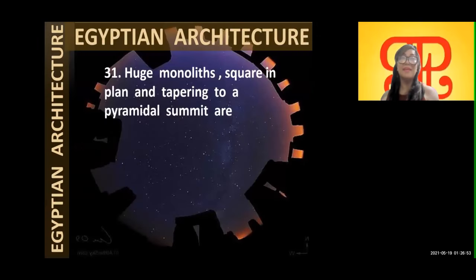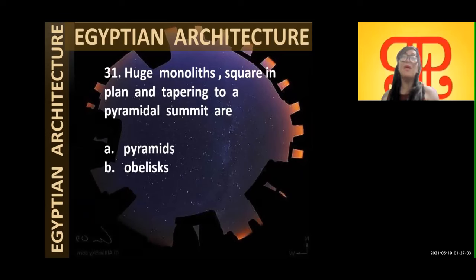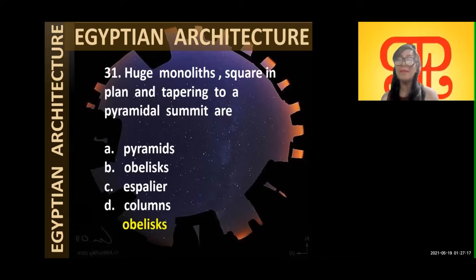The facade. 31. Huge monoliths, square in plan and tapering to a pyramidal summit are known as, is it A, pyramids, is it B, obelisk, or is it C, espalier, or is it D, columns? So the answer here is, it's obelisk.